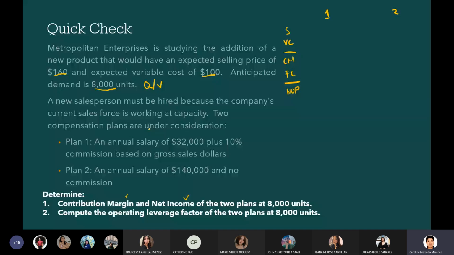2 compensation plans are under consideration. Pwede daw annual salary na 32,000 plus 10% commission based on gross sales dollars. Pero pwede din daw na annual salary of 140,000 pero walang commission. So, try nyong ilagay dito sa financial statement. Unahin nyo muna si plan 1 and then plan 2. Dali. I want everyone to answer ha.